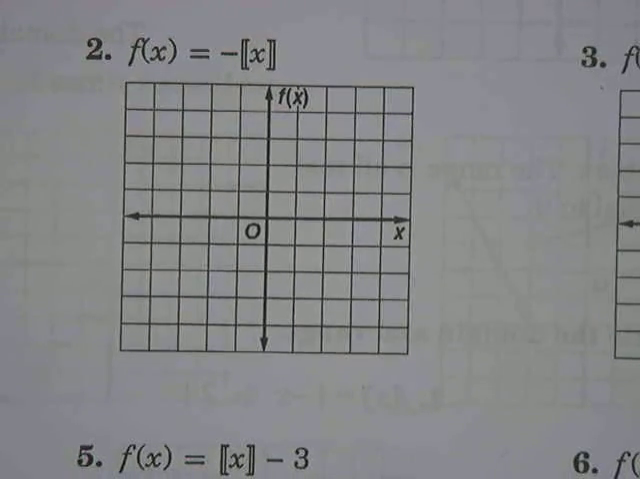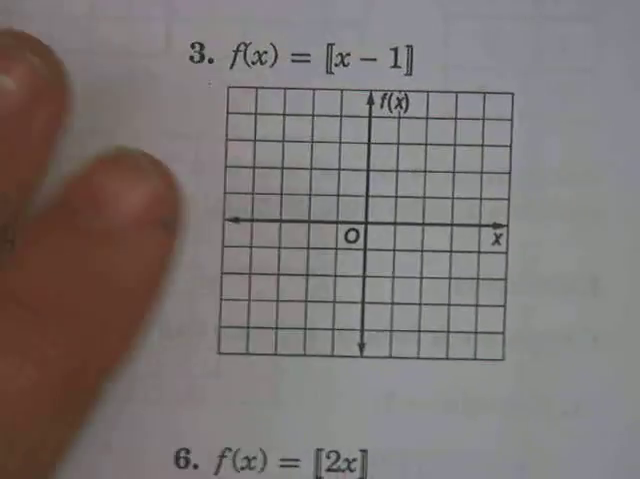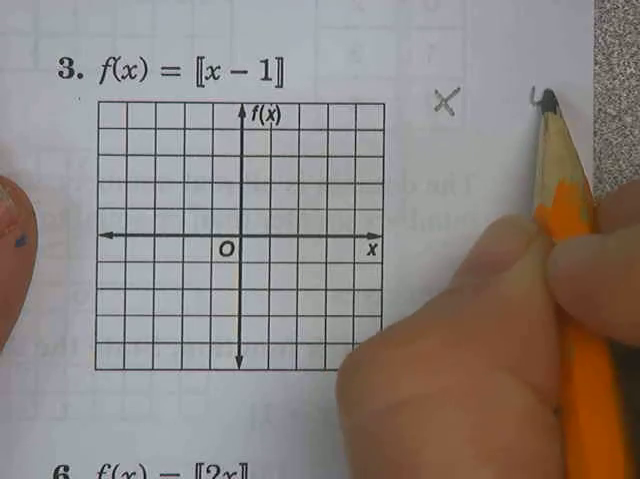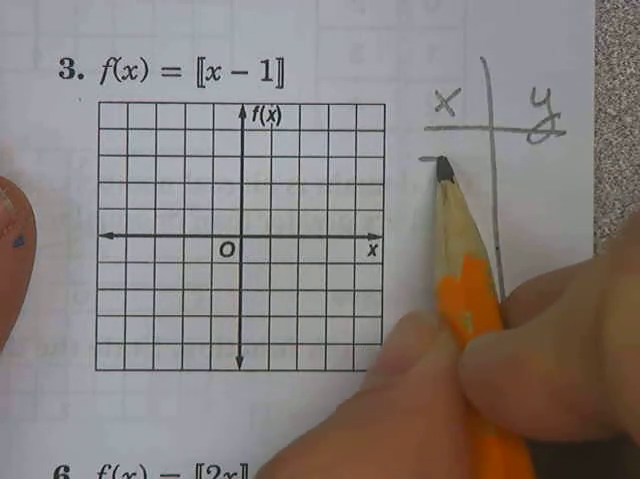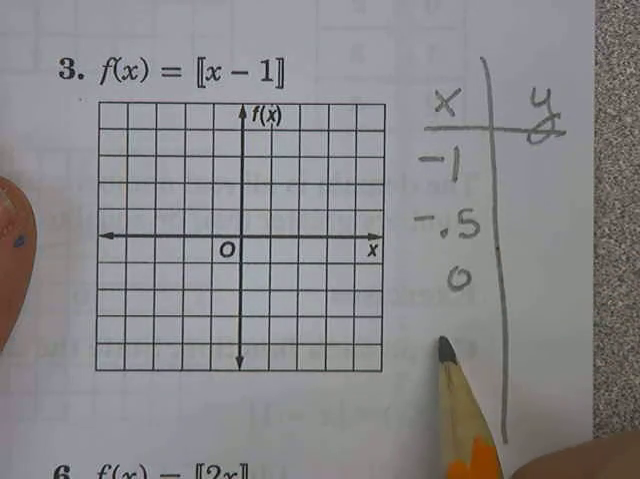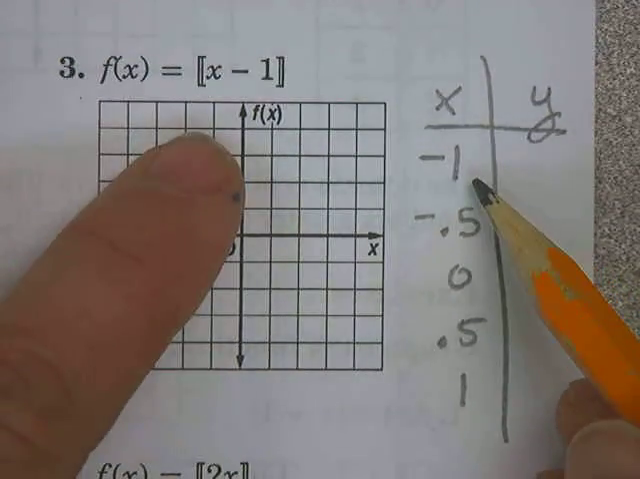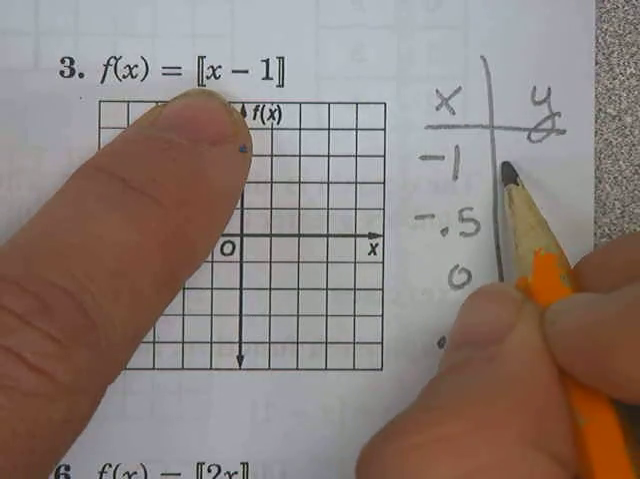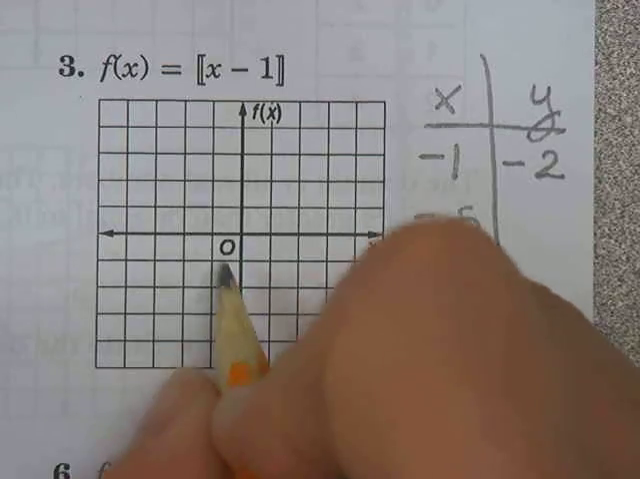All right. Let's skip this one. This one you guys can do on your own. Okay, so make sure that you're trying all kinds of values to get an idea of where it's going. So when x is -1, -1 minus 1 is -2. The greatest integer less than or equal to -2 is -2.